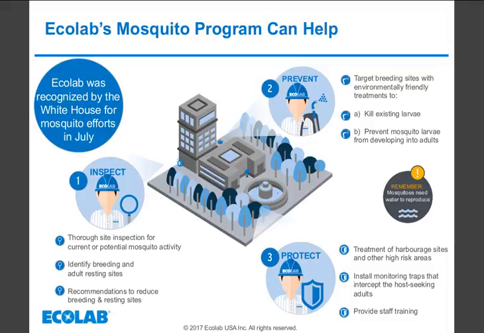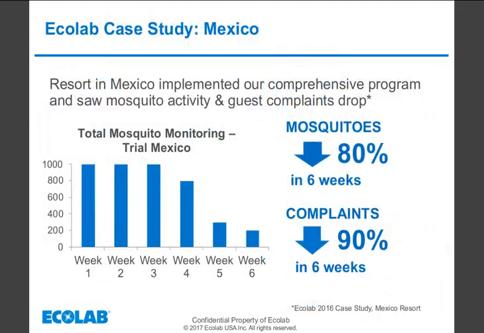We have a couple of good case studies that I'd like to highlight next. One of the case studies was completed in Mexico last year, where we saw an 80% reduction in mosquito activity after 6 weeks of being on the program. We incorporated the multi-step treatment program in week 1 and continued to count the number of mosquitoes caught in traps on a weekly basis. In addition to the 80% reduction in activity, we also saw a 90% reduction in the level of guest complaints at this property.